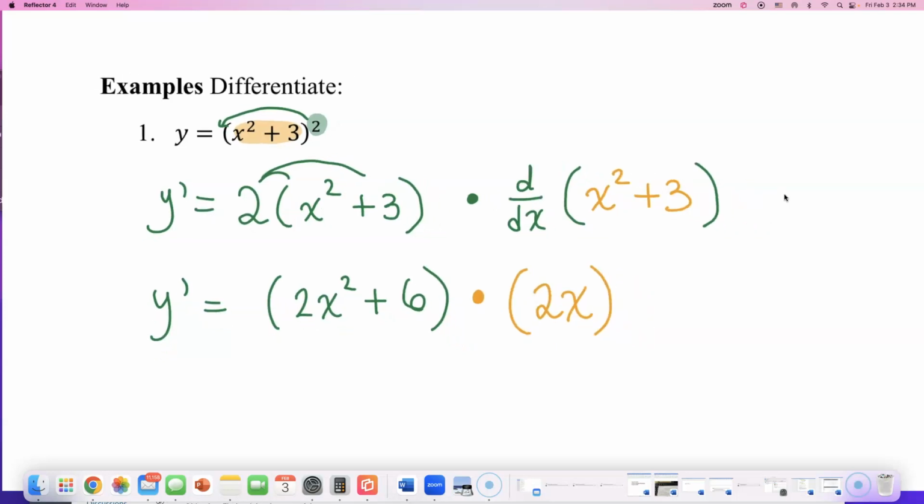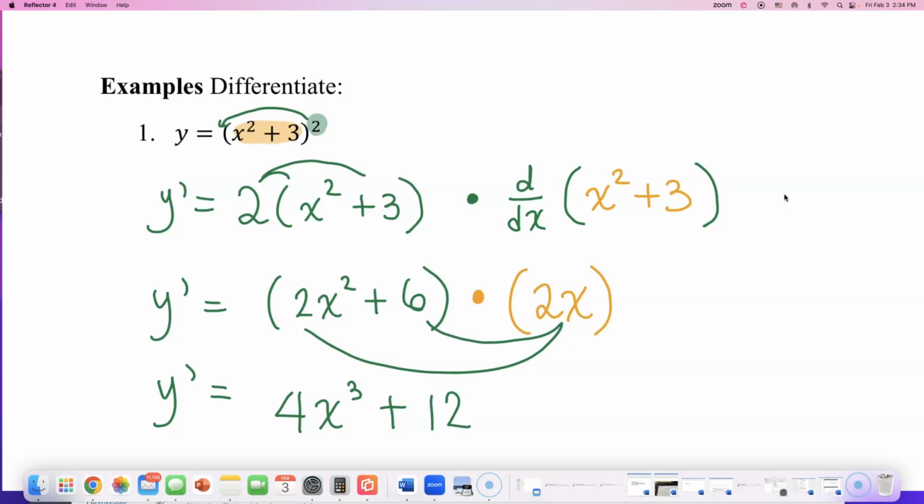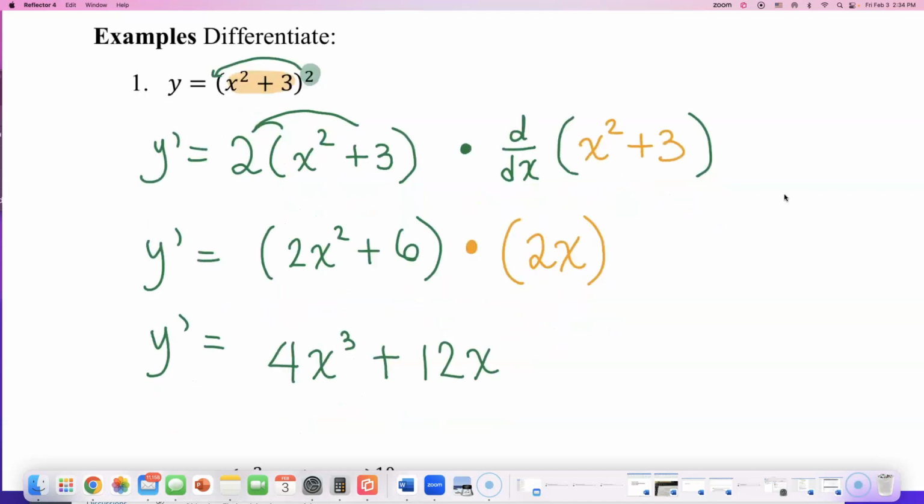So I guess we can stop there, but if I want to distribute it or multiply it and write it in a standard form, I can say that my final answer is 4x to the third power plus 12x. Okay, so that can be the final answer here.